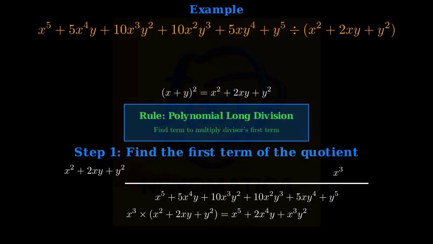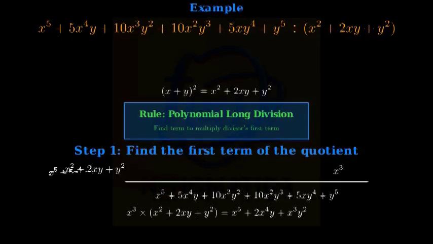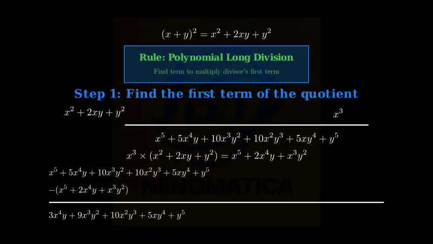This gives us x cubed times x squared equals x to the fifth. X cubed times 2x y equals 2x to the fourth y. X cubed times y squared equals x cubed y squared. Next, we subtract this product from our dividend. We get x to the fifth minus x to the fifth, which is 0.